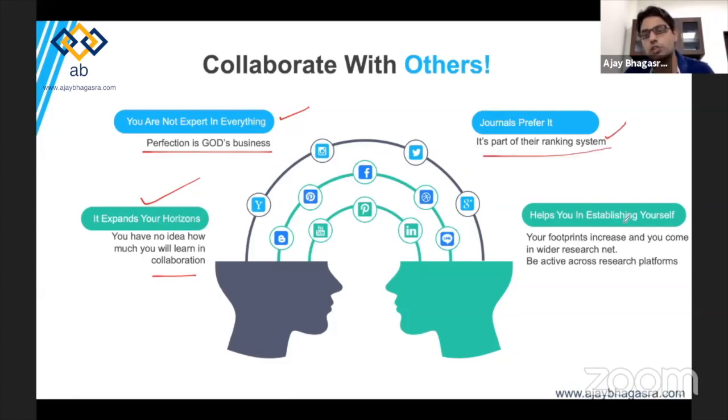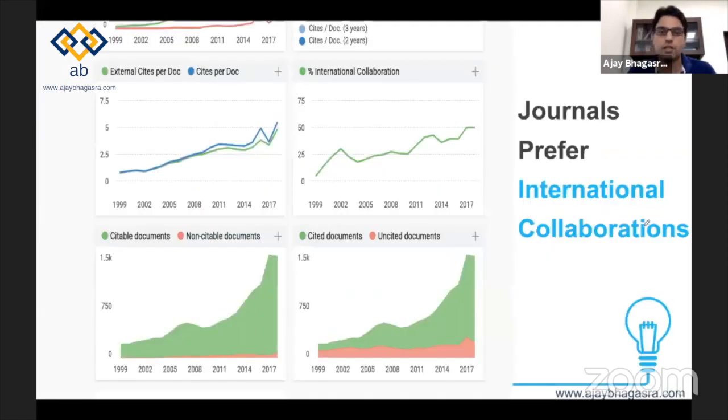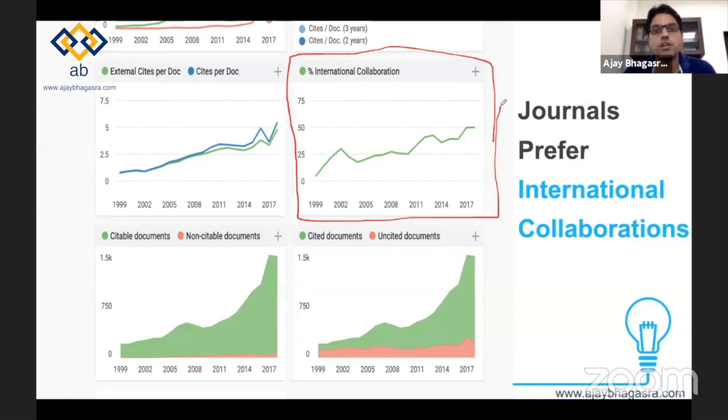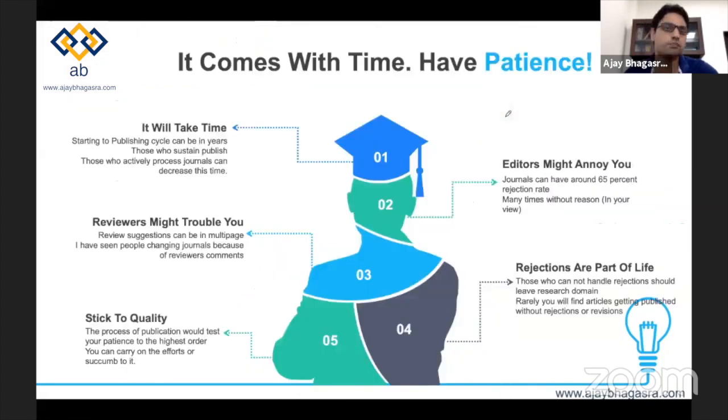Journals prefer it, and it helps you in establishing yourself. I will show you: I have taken a snapshot from Scopus, wherein they are rating the journal. One of the criteria is international collaboration. This is what I'm speaking about. This journal, in 1999, had 0 to 1 international collaborations. In 2017, it has 50 collaborations, which means the articles published in this journal represent 50 countries. If you have international collaborations, chances are that the editor will not desk reject you. We can speak a lot around this, but I think I have made the point.